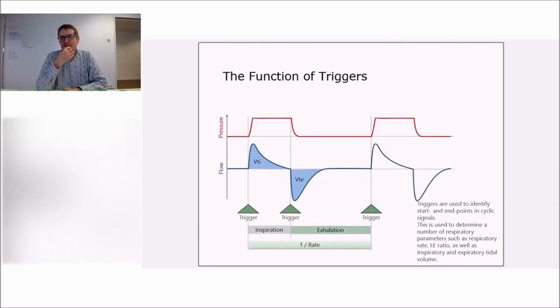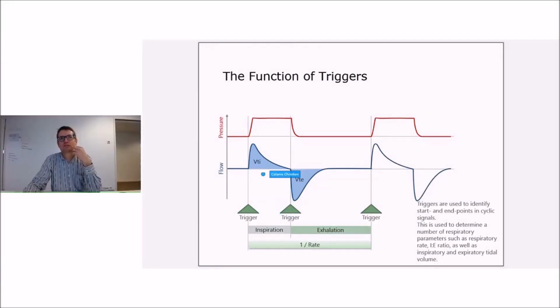The next topic is triggers. Triggers are only important for those of you who really measure and use these respiratory parameters. One thing which is crucial there is having your trigger settings right, because obviously the PF300 has to be able to determine the start of your inspiration and the start of your exhalation in order to calculate tidal volumes, inspiratory and expiratory, and in order to calculate all the timing parameters.